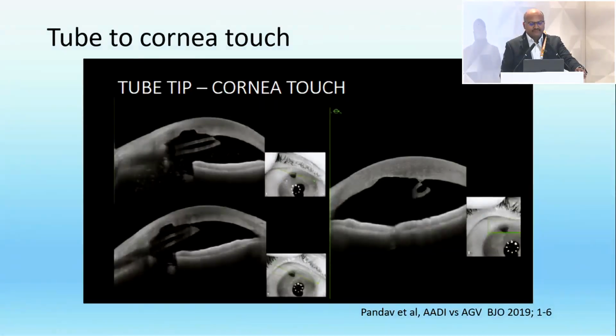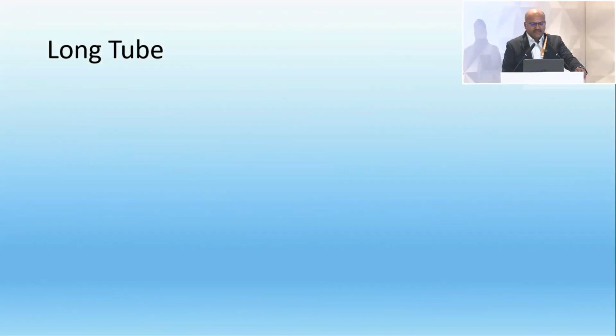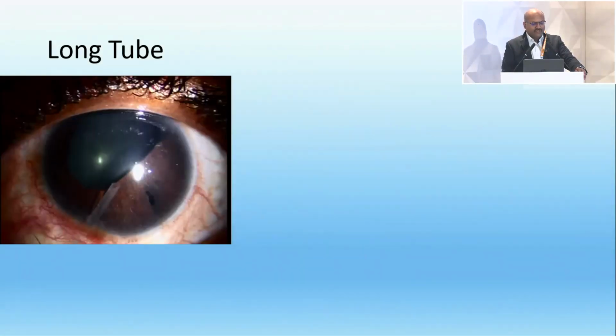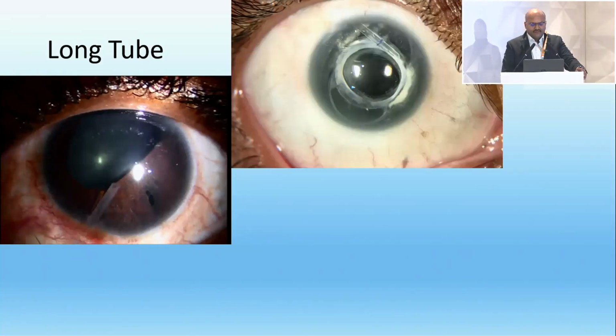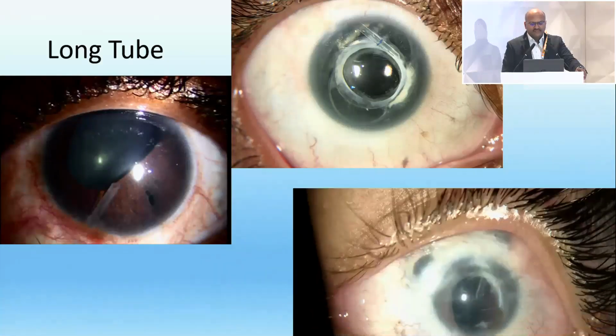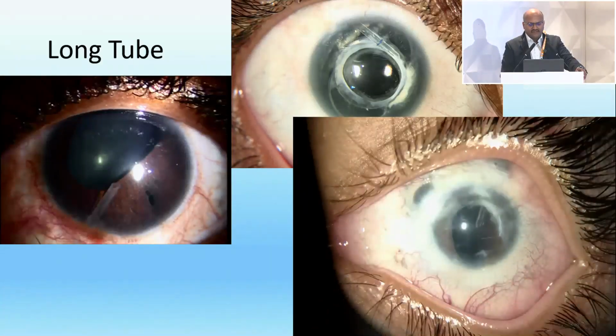Tube to cornea touch. If you don't maintain the angle, which has been alluded to previously by the previous speakers, you will have tube tip and cornea touch, and this can be seen very nicely in AS-OCT if you were to image them. So a long tube is a boon. The reverberation which happens when your eyelids close and the intraocular pressure rises blunts it, so it doesn't come very close to the cornea. These are some examples of long tubes which we leave in the chamber as long as it doesn't come into the pupillary axis.